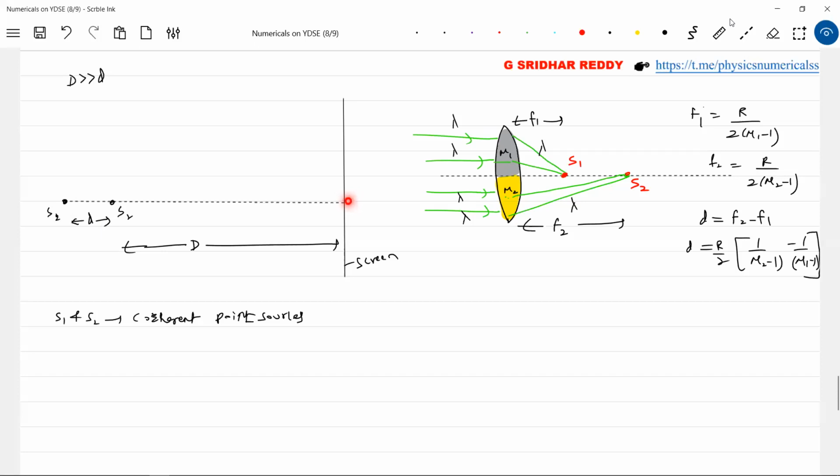If the phase difference is 2 pi, for constructive interference, what should be the path difference of the rays? It should be 0, lambda, 2 lambda, 3 lambda, 4 lambda, 5 lambda. Like this, n lambda should be the path difference. So if the distance between these two point sources is equal to lambda, what do you expect here? Maxima or minima? Should be maxima.